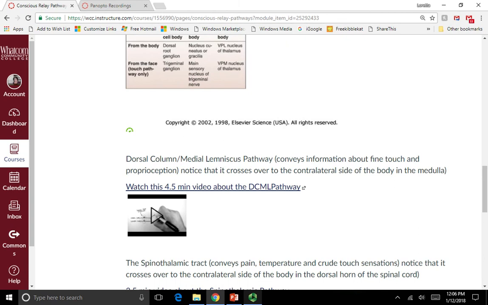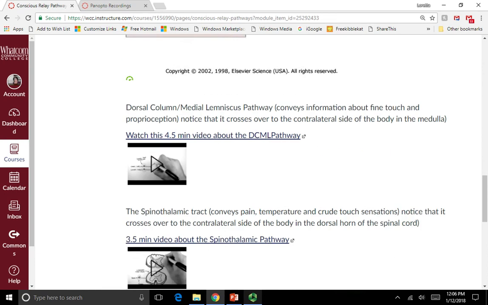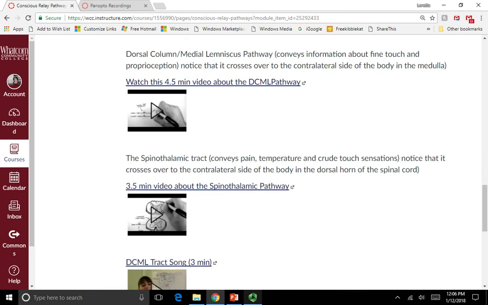There's a video. Your option to watch it or not. The spinothalamic tract is the fast pain, temperature, and crude touch sensations. It crosses over to the contralateral side of the body in the dorsal horn of the spinal cord. So it crosses over lower than the dorsal column medial lemniscus, meaning you're going to have different changes in sensation depending on the level of the lesion with a spinal cord injury.